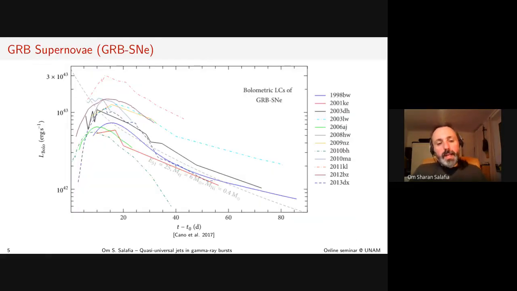And in this figure, I show a collection of GRB supernova light curves. Here you can also see in gray the values of typical energies, masses, and nickel masses. As you see, it is 0.4, no, not 4.